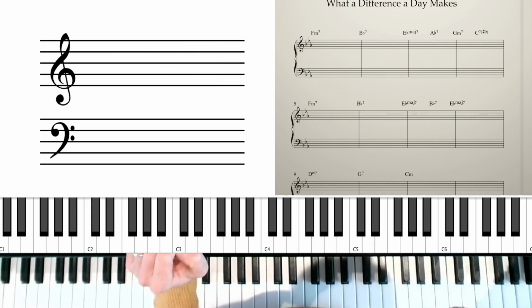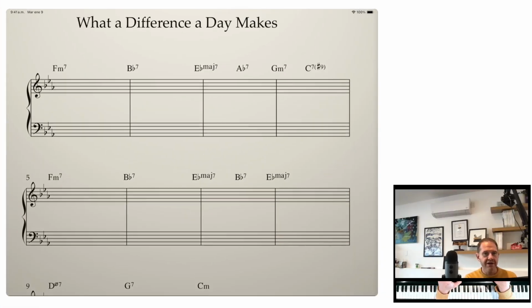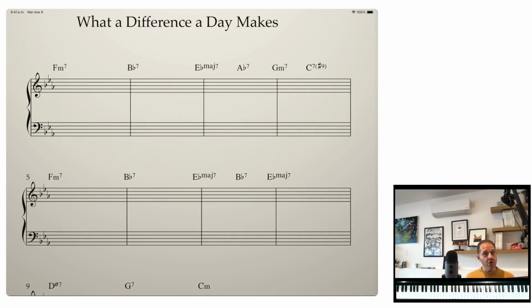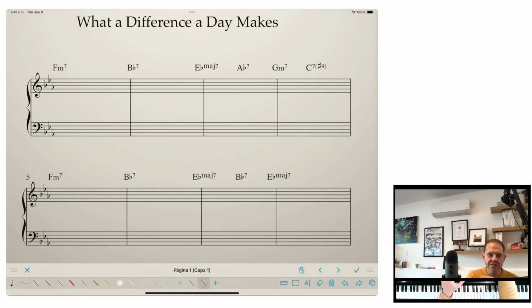So what we're going to do instead is I'm going to write out some comping that I might do if I were playing What a Difference a Day Makes in a really modal style using so what voicings. Now, not all of this tune lends itself to a modal style, so I might simplify some of the chords. For instance, I don't know that we need to do all this business in here. I think we can just go straight to a C7. Maybe we don't even need that C7. Oh, let's put it in there for fun.